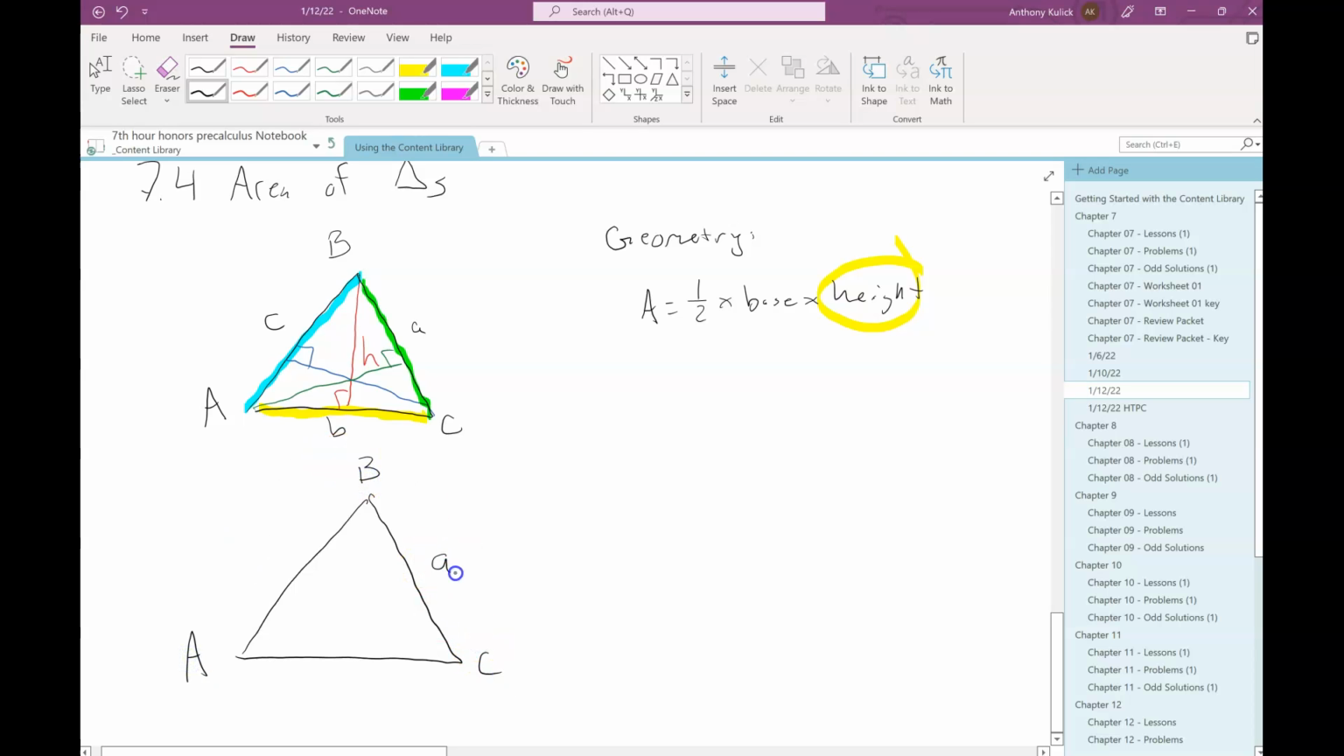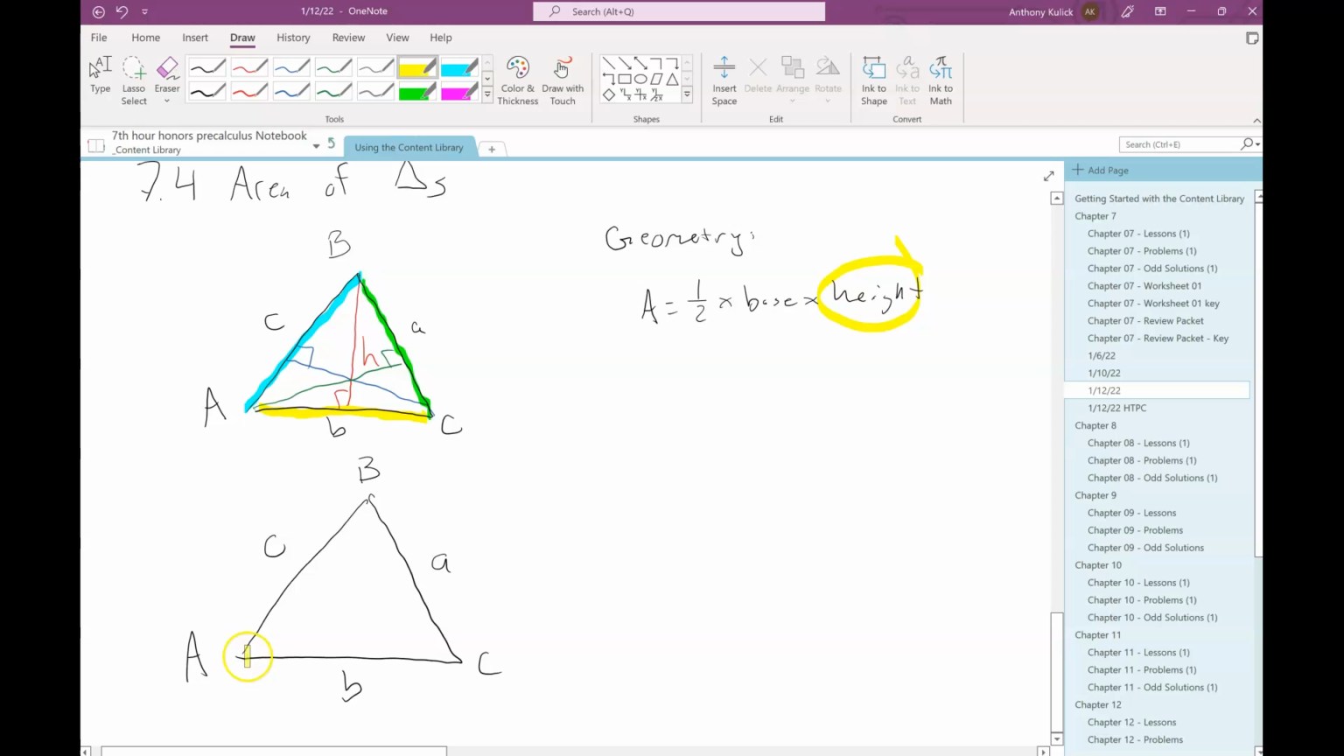Now there is one situation where with 1/2 base times height, we do have the base and the height. Does anybody remember what that scenario is? Jacob? If it's a right triangle, then the legs are the base and the height. Doesn't matter which one you make which. But if we have a generic triangle, the height is kind of hidden from us, right?